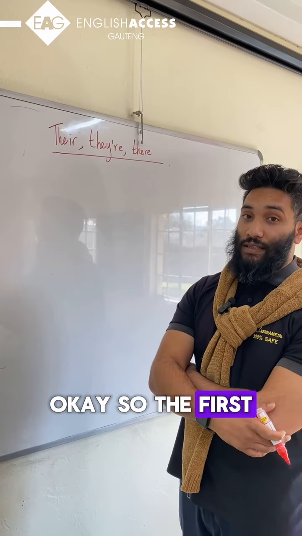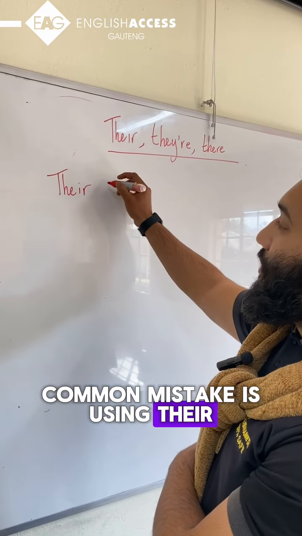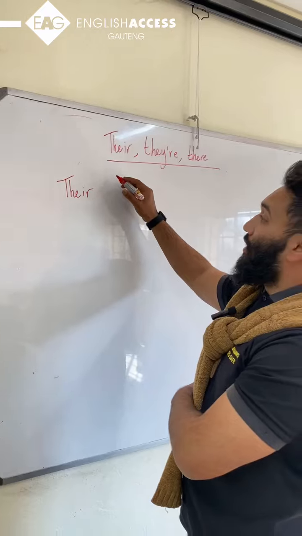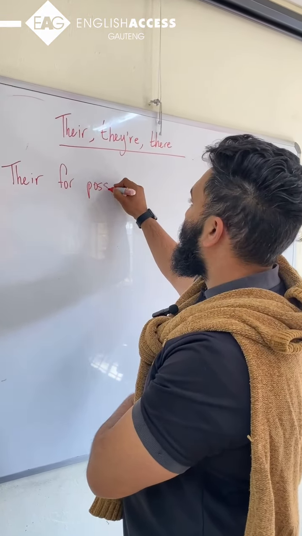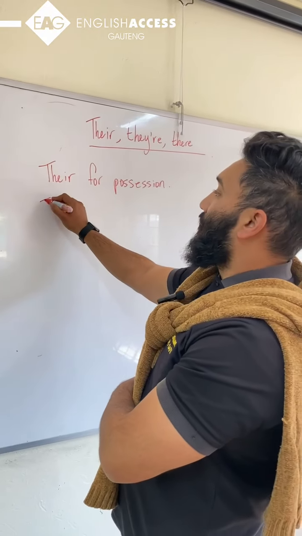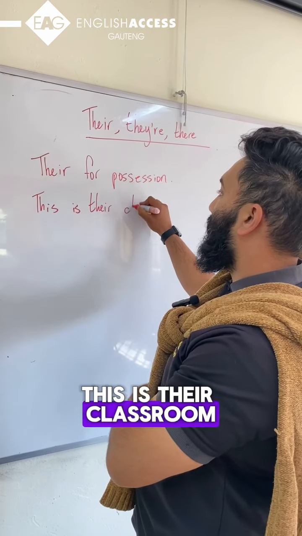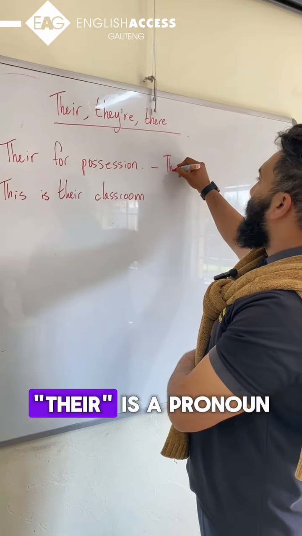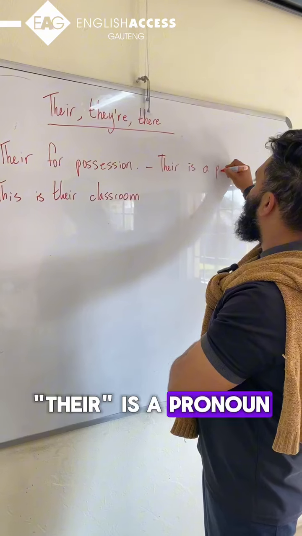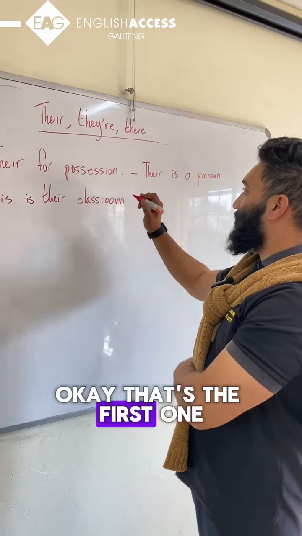Okay, so the first common mistake is using there for possession. We use their for possession. This is their classroom. Their is a pronoun. Okay, that's the first one.